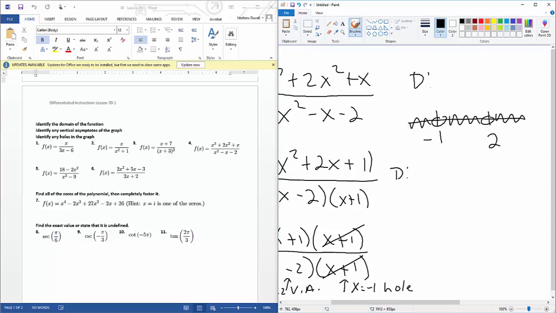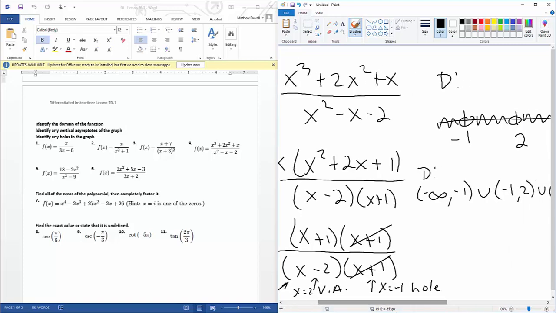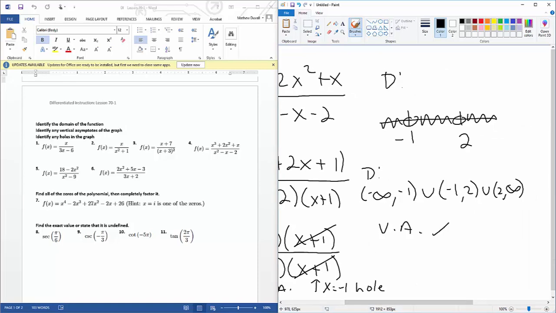So for my domain, that is going to be from -infinity to -1 union from -1 to 2 union from 2 to +infinity. But with my vertical asymptotes and holes, right, this is what was left after it canceled out. If I plugged in a 2, that would give me a number over 0. That's a vertical asymptote. If I plug in -1, that would give me 0 over 0, which is a hole. So my vertical asymptotes, x equals 2, holes, x equals -1.